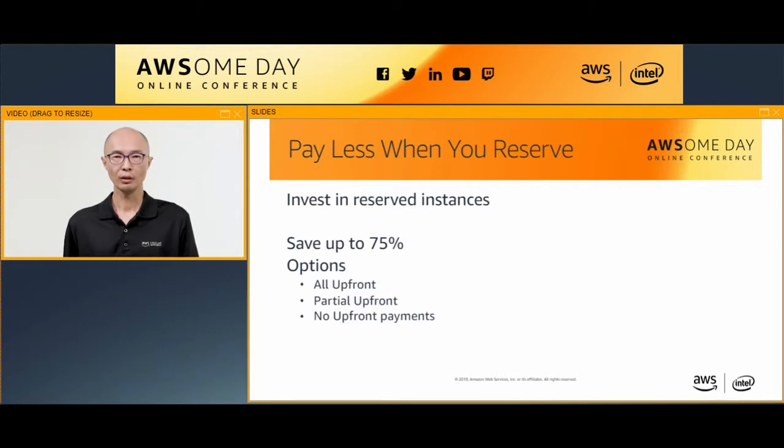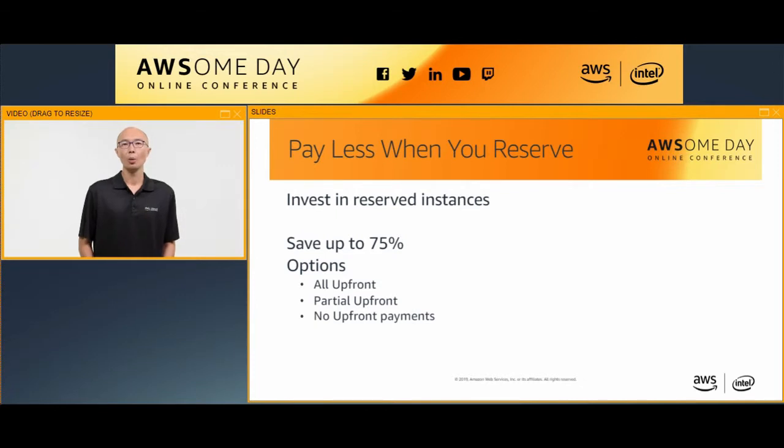Pay less when you reserve. For certain services like Amazon EC2 and Amazon RDS, you can invest in reserved capacity. With reserved instances, you can save up to 75% over equivalent on-demand capacity. Reserved instances are available in 3 options: all upfront, partial upfront, or no upfront payments. When you buy reserved instances, the larger the upfront payment, the greater the discount. To maximize your savings, you can pay all upfront and receive the largest discount.